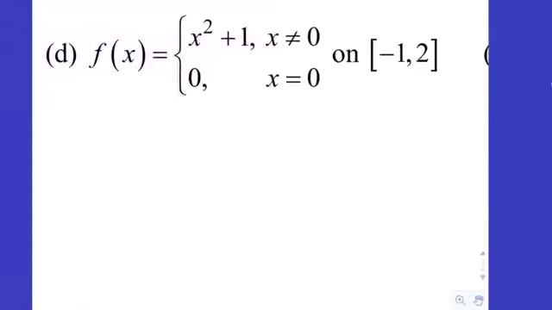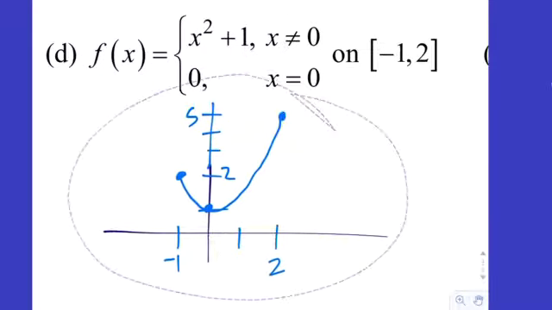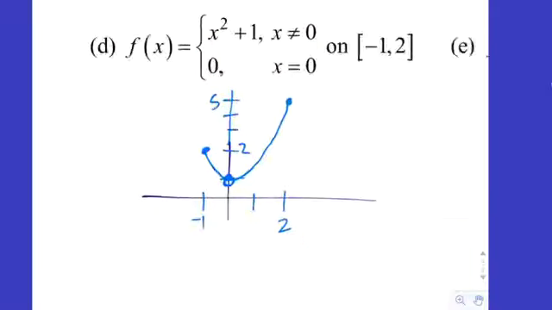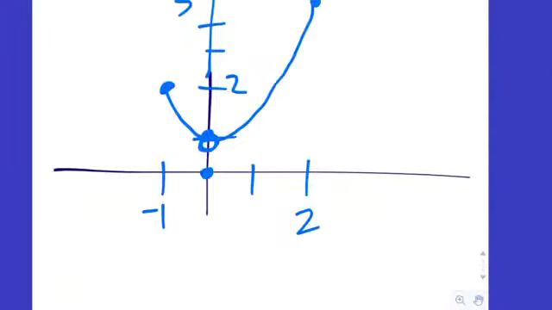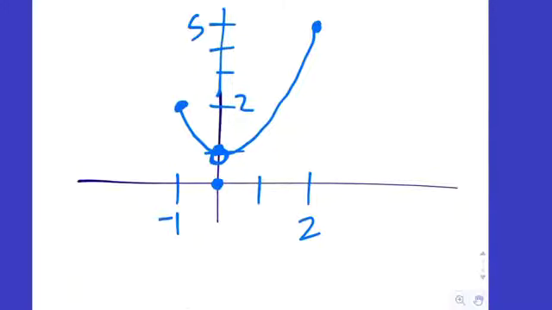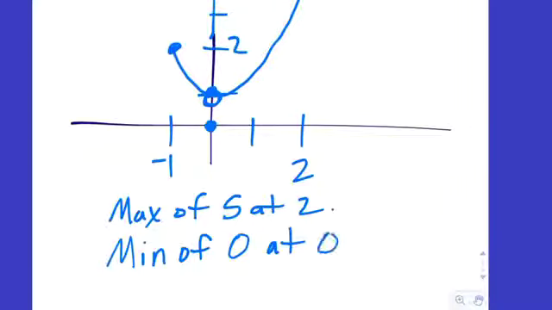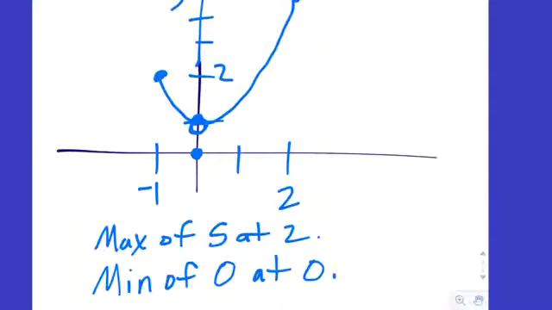All right, letter D. Go ahead and paste it. Now we're not using 0 again for the parabola, so it's an open circle. But now we're defining it to be 0. Do we have a maximum? Yeah, we still have a maximum of 5 at 2. Do we have a minimum now? We do have a minimum. We have a minimum of what? 0 at 0. What's the value of the derivative at 0? Undefined, right? Not because it's an endpoint, but because it's not continuous.